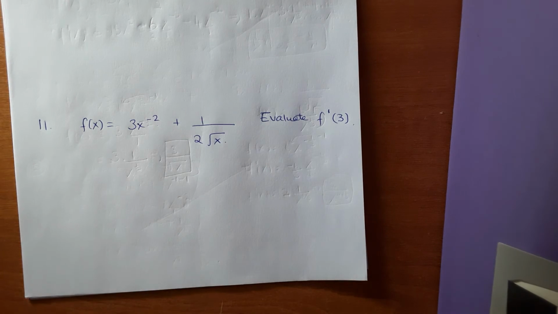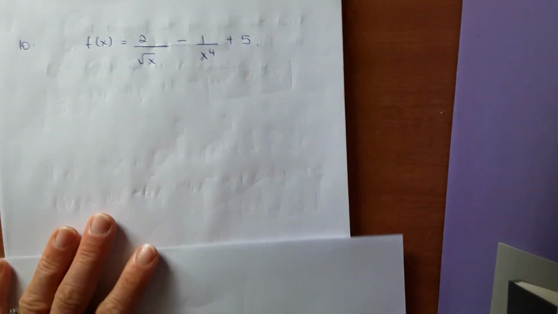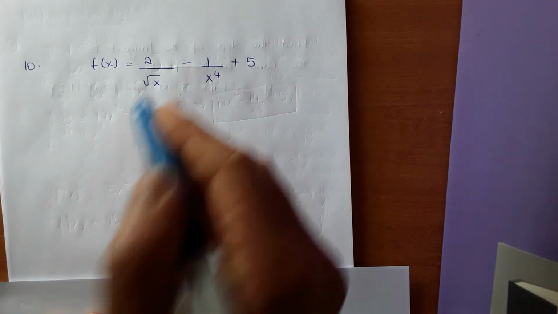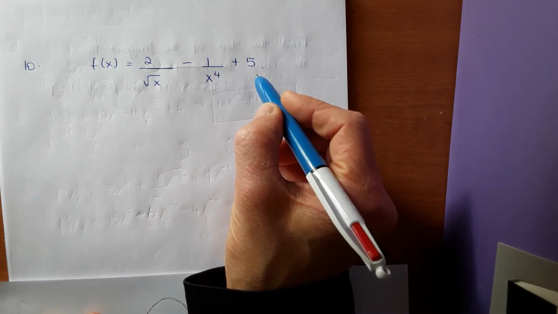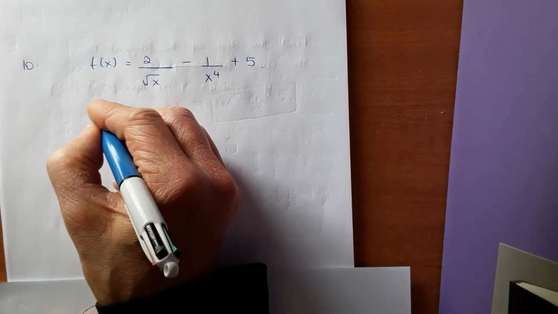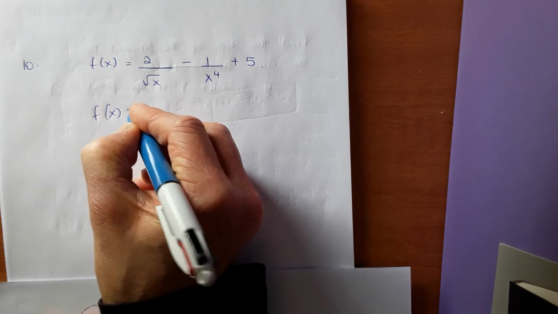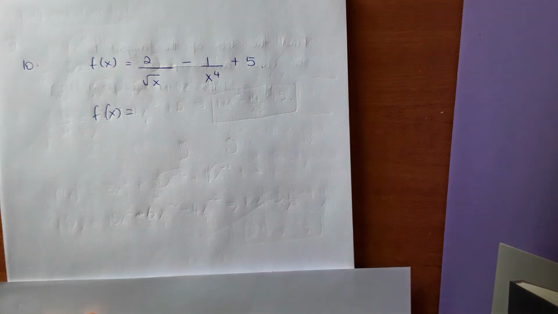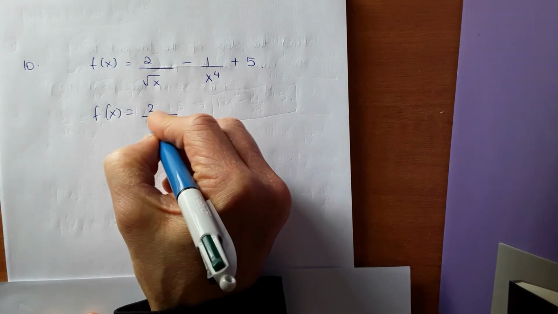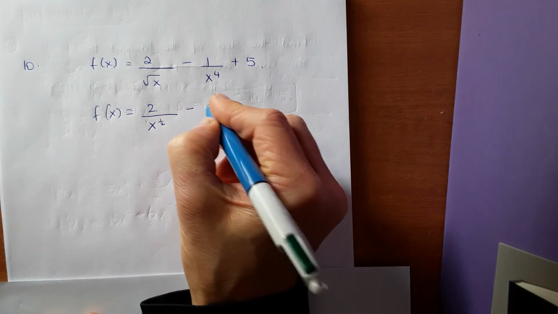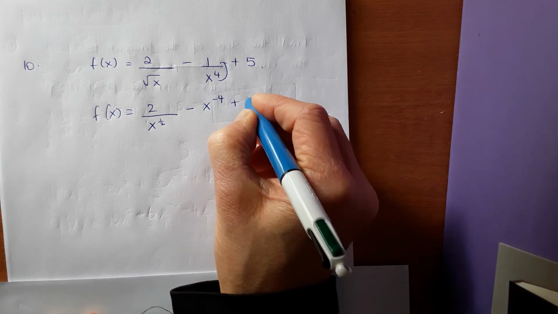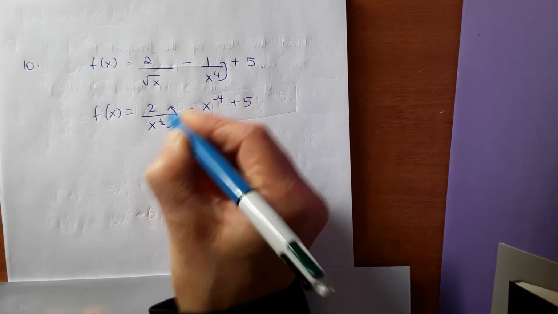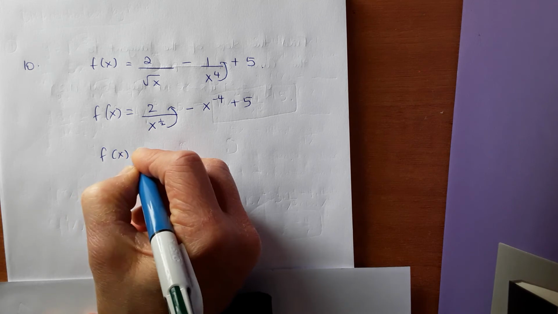I have 2 more to go through with you. Here, again, f of x is equal to 2 over root 4x minus 1 over x to the power of 4 plus 5. So f of x, we have to tidy it up first. This is the same as 2 over x to the power of a half minus, bring this up, x to the power of minus 4 plus 5.